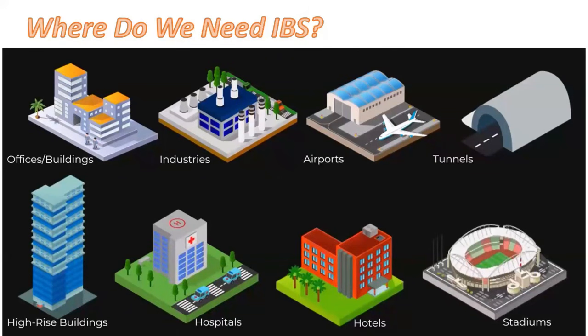So where do we need IBS? It can be offices, industries, airports, tunnels, high-rise buildings, hospitals, hotels, and stadiums. And there can be many more examples. Okay, thanks for the right answers. So here are the few examples we have discussed. And now let's talk about things to care about in the IBS system.